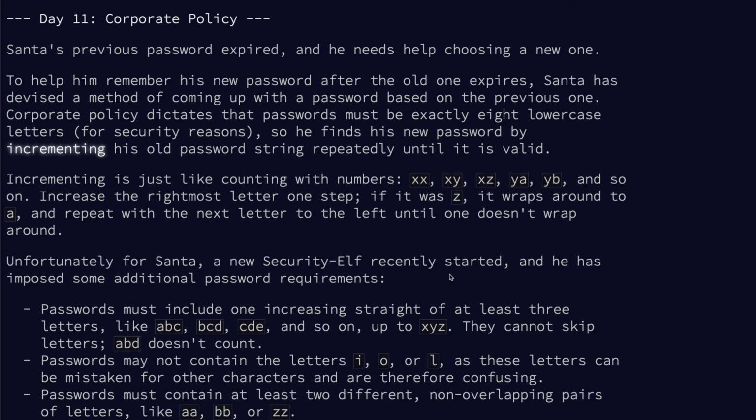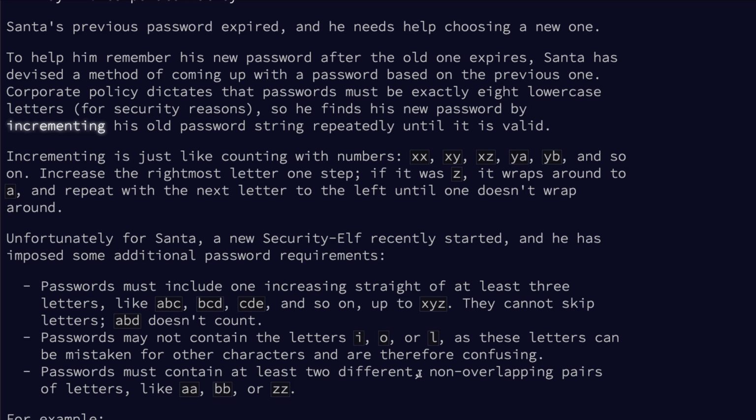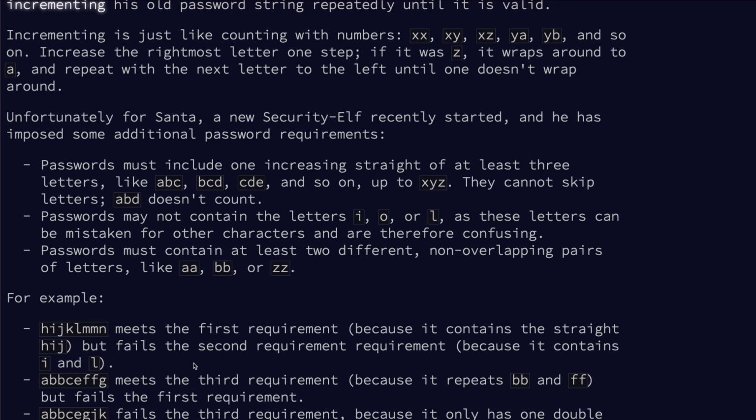It must include one increasing straight of 3 letters, for example, FGH, something like that. They can't skip any letter in between. I, O, and L are forbidden, and there must be 2 overlapping pairs. We already had that overlapping pair thing a couple of days ago. We could just brute force it, go through our characters, and then find the next matching one.